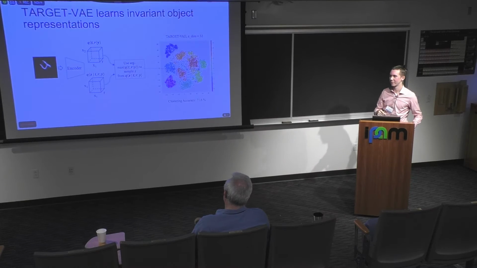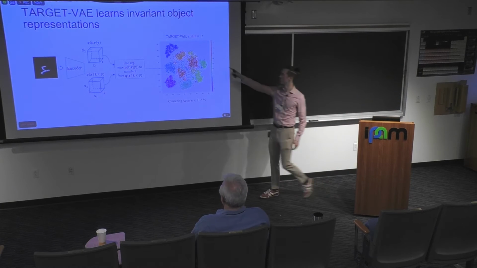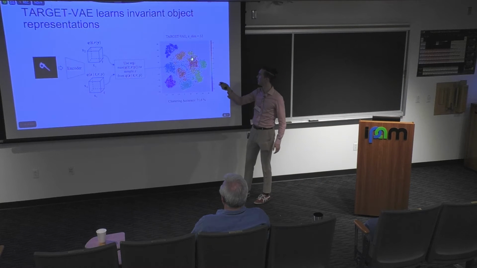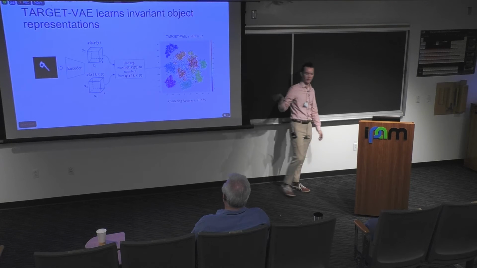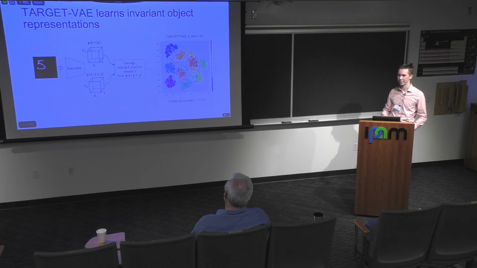Where are 6 and 9 here? You can see them here and here. There's some overlap because there's a bit of ambiguity between them when you rotate them.